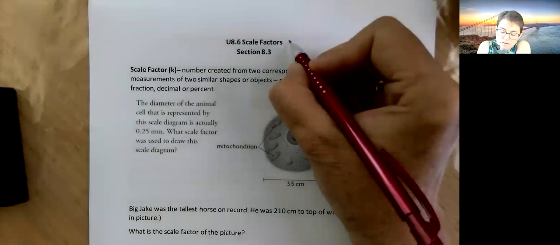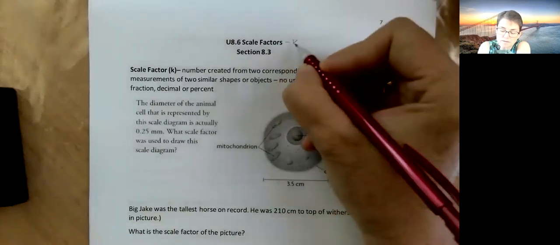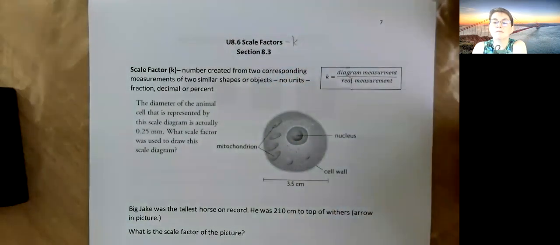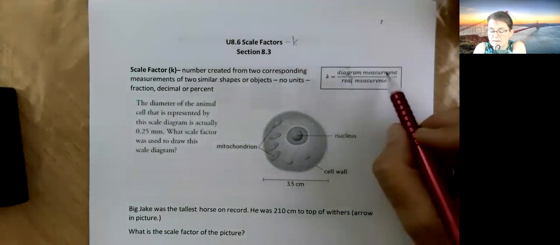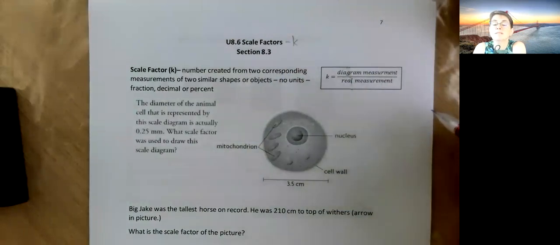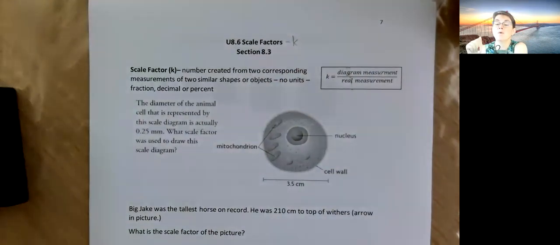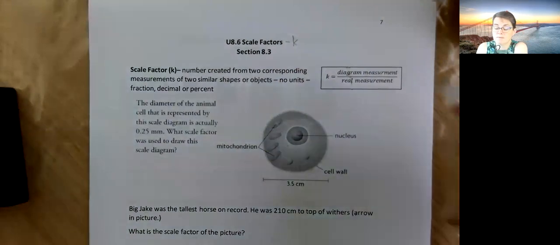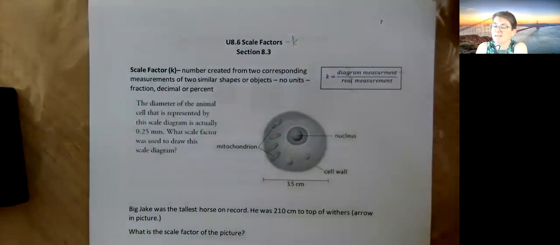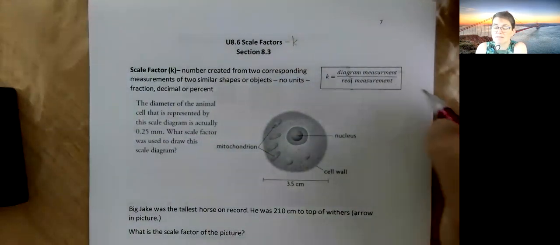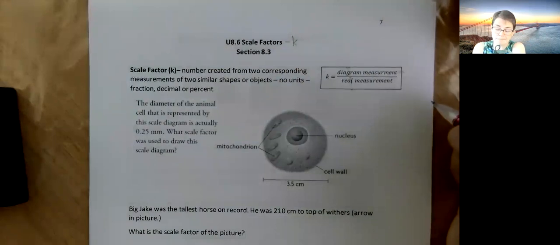Scale factors have a symbol, a lowercase k, where it's the diagram measurements divided by the real measurements. One thing I remember about scale is the real measurement is always the denominator, always the bottom number. This part might change a little depending on what we're talking about, but the bottom one is always the real or the actual one.